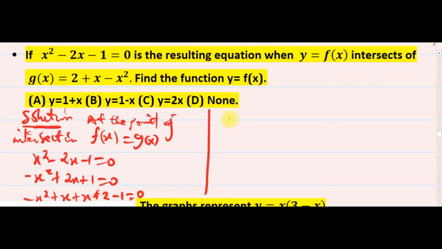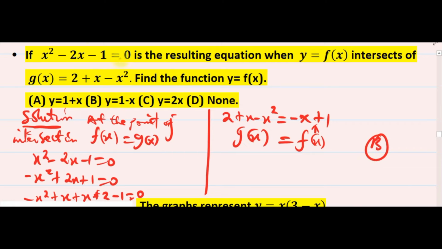So what we have here is 2 plus x minus x squared. That goes to the left. One of the x's minus x squared, while the remaining x goes to the right as minus x, and the minus 1 becomes plus 1. So this equals this now. From this, we see that g(x) must be equal to f(x), and f(x) is that. So our answer is B.